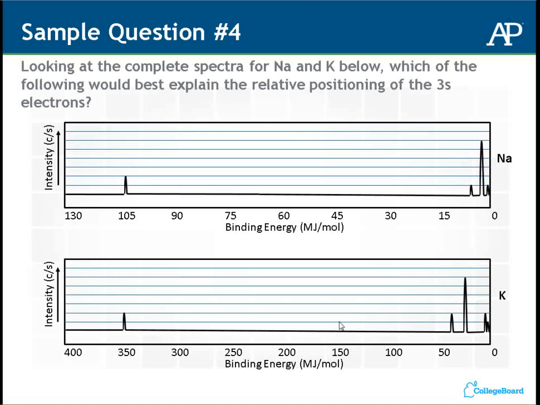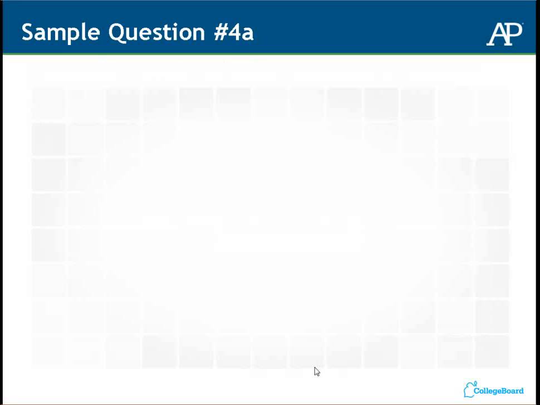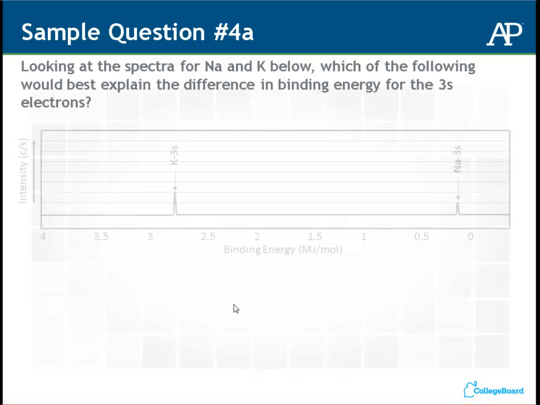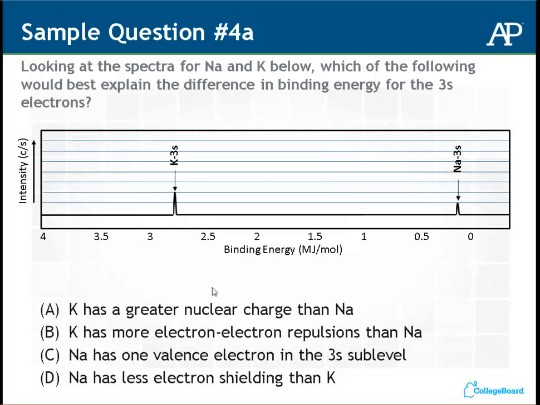Alright. So looking at the complete spectra for sodium and potassium, which of the following would best explain the relative positioning of the 3s electrons? So here we'd have 1s, 2s, 2p, 3s. Let me blow this up first so we can see it better. Alright, so let's take a look. Go ahead and pause and then come back.